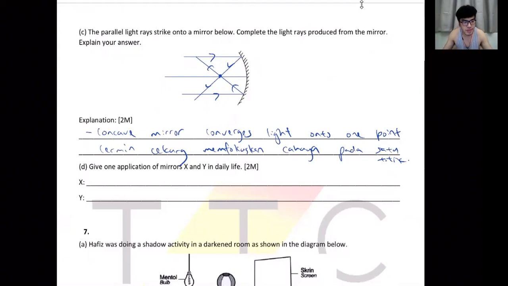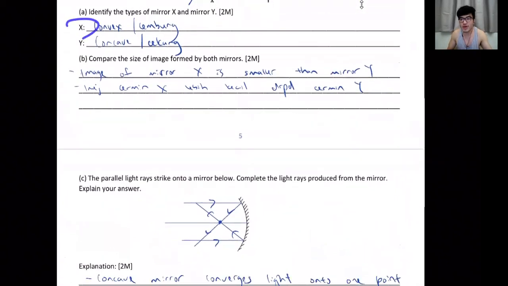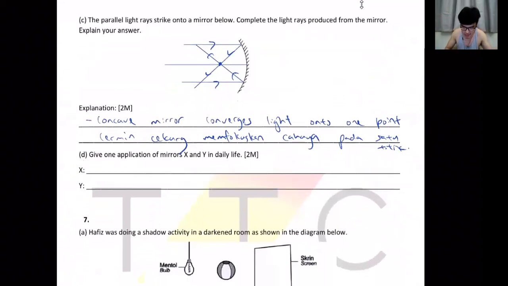So D, give an application of X and Y in daily life. Okay, so where do you use X? What is X again? Oh, X is convex. So where do you use convex? Where you want to zoom out stuff, when you want to see a very big angle? You have something called your supermarket mirror. Okay, so mirror in supermarket lah, you can call it that. Okay, cermin di pasar raya.